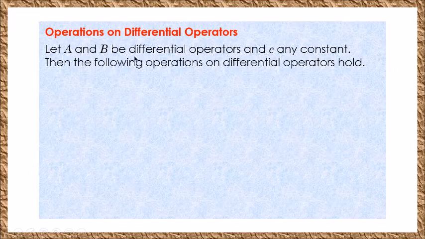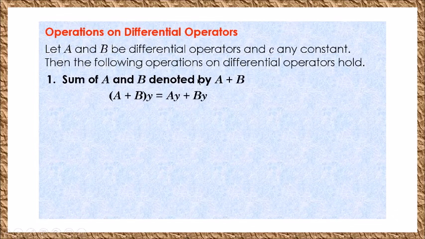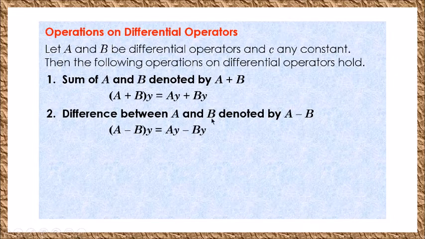There are operations in algebra that are also obeyed by differential operators. Let A and B be differential operators and C any constant. Then the following operations on differential operators hold. Sum of A and B, denoted by A plus B. The sum of A and B when applied to y gives us A applied to y plus B applied to y. Difference between A and B, denoted by A minus B, similar to sum. So when A minus B is applied to y, it gives us A applied to y minus B applied to y.